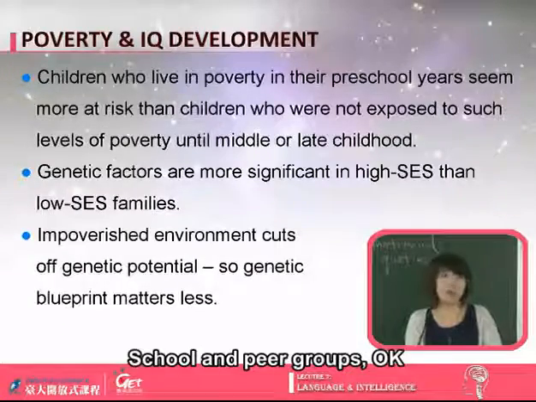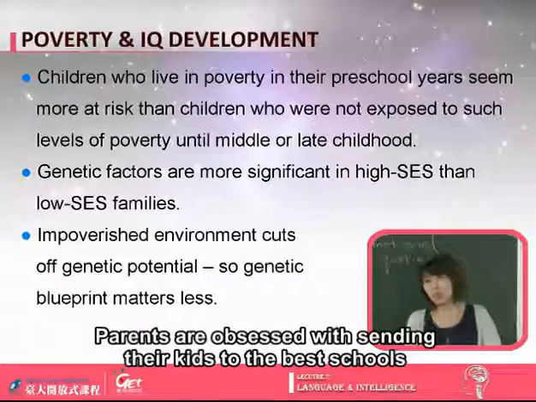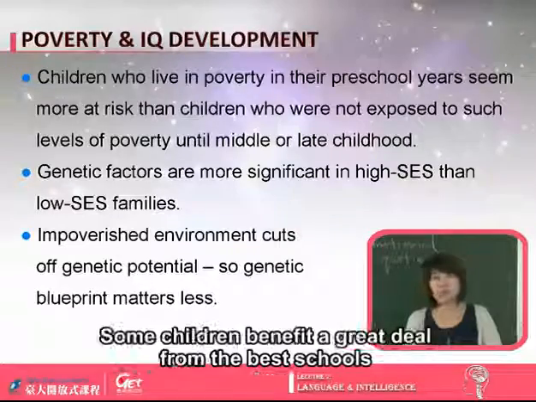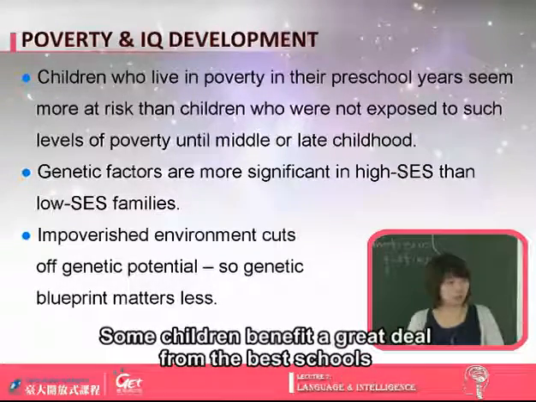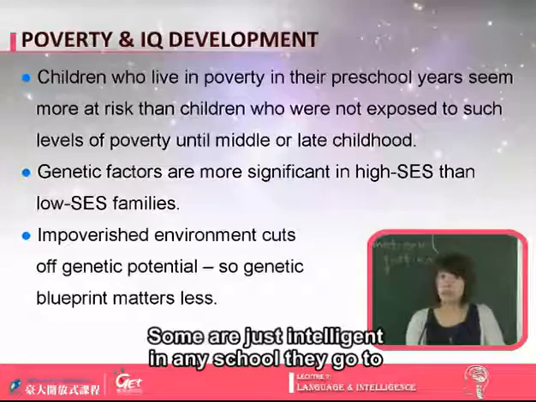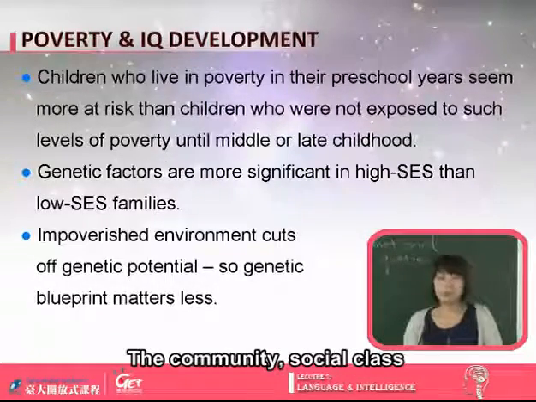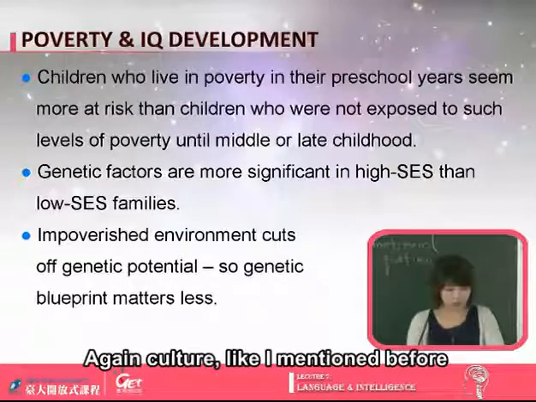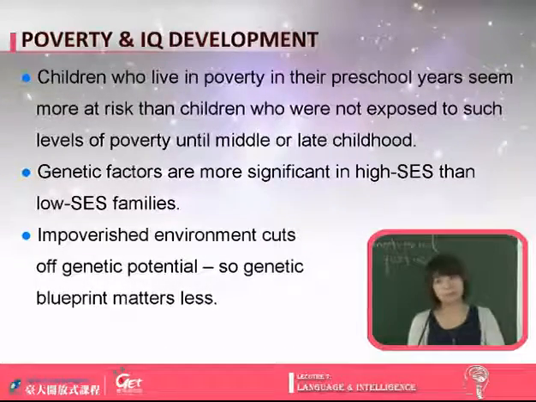School and peer groups. Parents are obsessed with sending their kids to the best schools. Some children benefit a great deal from the best schools. Some are just intelligent in any school they go to. The community, social class, and again, culture, like I mentioned before.